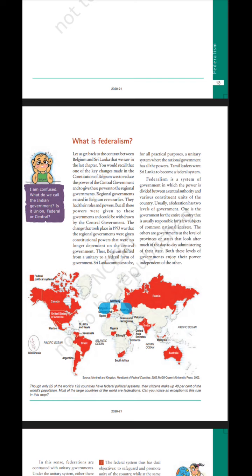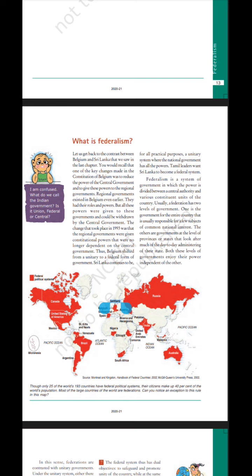Federalism is a system of government in which the power is divided between a central authority and various constituent units of the country. Usually, a federation has two levels of government. One is the government for the entire country that is usually responsible for a few subjects of common national interest. The others are governments at the level of provinces or states that look after much of the day-to-day administering of their state. Both these levels of government enjoy their power independent of the other.